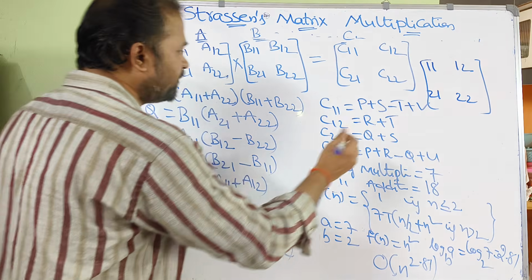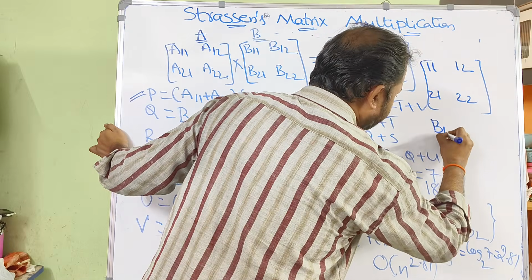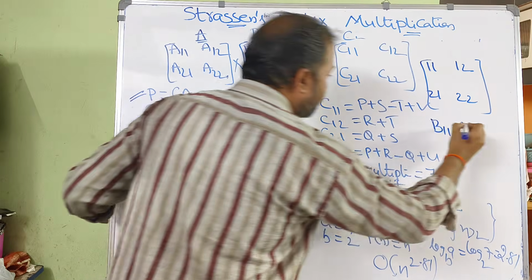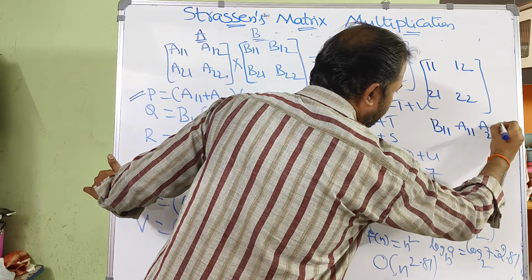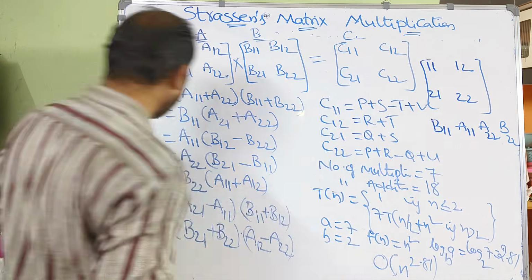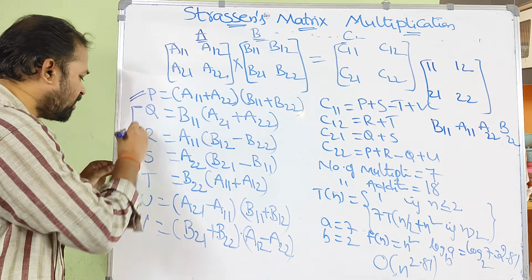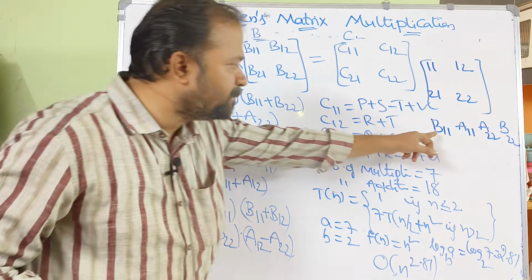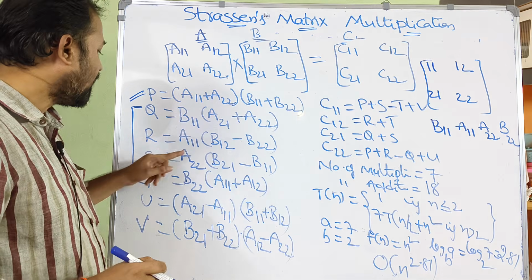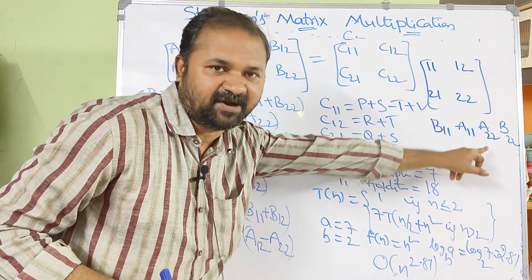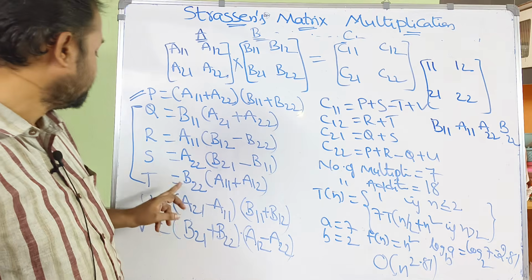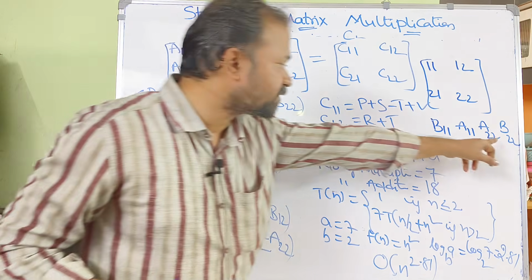Next we have to remember like this: B11, A11, next A22, B22. We have to remember these four. So the next four formulas are Q, R, S, T. Q starts with B11. R starts with A11. S starts with A22. Next, T starts with B22.